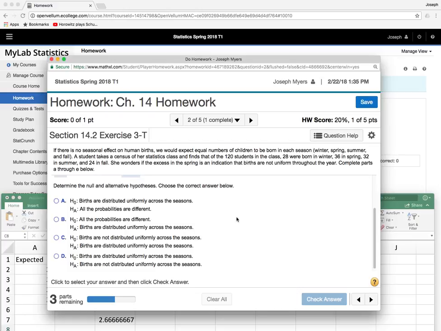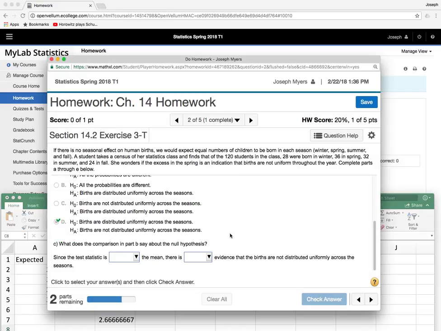Okay, now this is called the goodness of fit test. So the null hypothesis is that the supposed distribution of data is actually valid. So the equal numbers of children in each season. So that would be births are distributed uniformly across the seasons. So it could be A or D. The alternative is that that's not true. And if that's not true, it could be true in 1 or 2 cases. It doesn't necessarily have to be not true in all the cases. So A would be wrong and D would be the best choice.